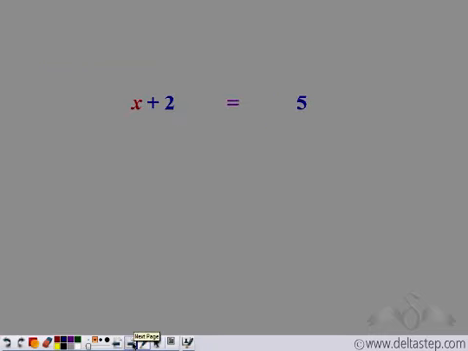Now have a look at this. x + 2 is an expression. 5 is an expression. x + 2 = 5. This is an equation because it states that this expression is equal to this expression. So x + 2 = 5 is an equation.